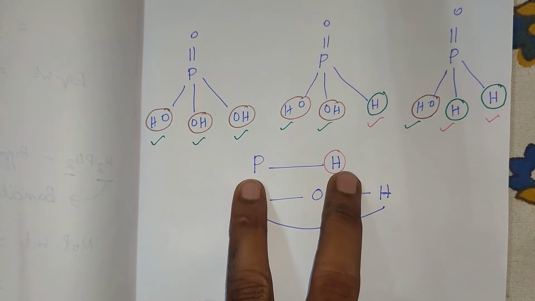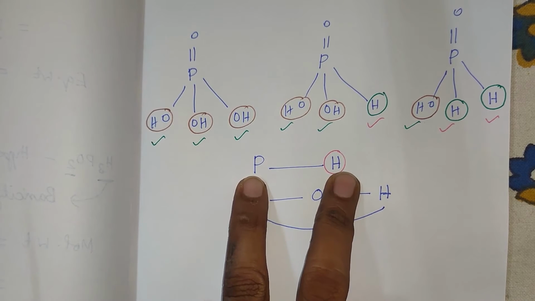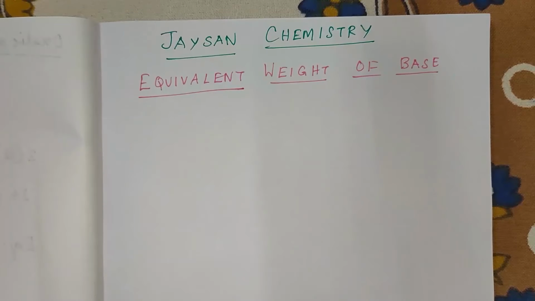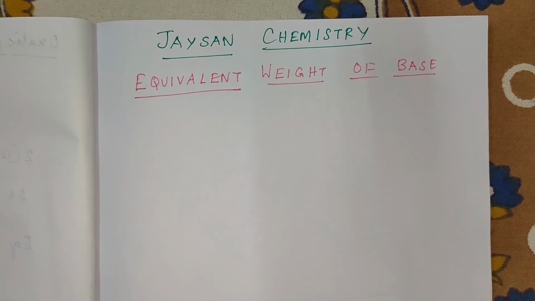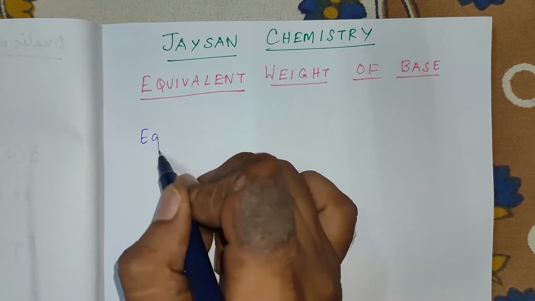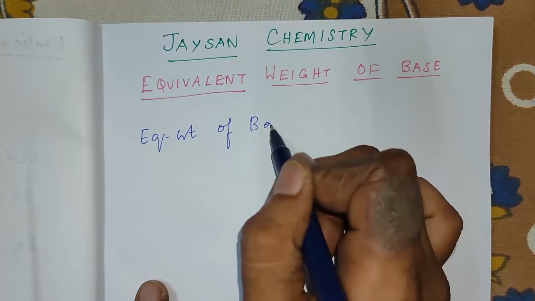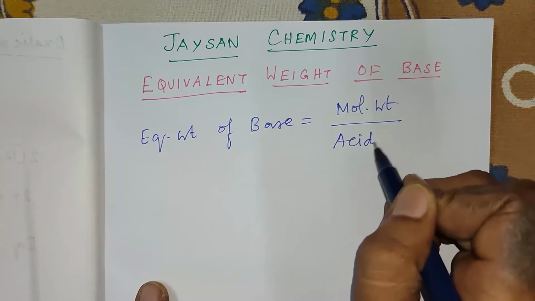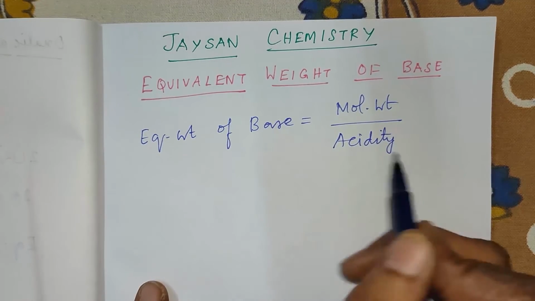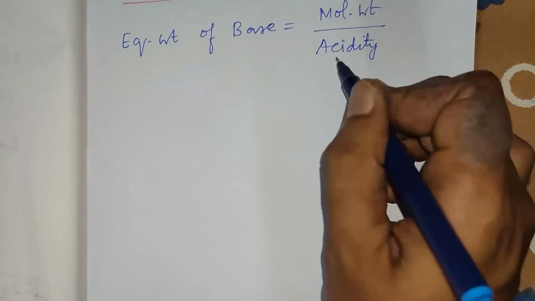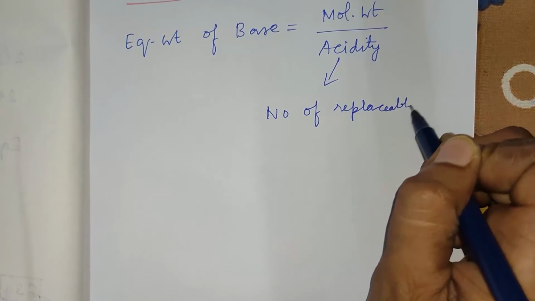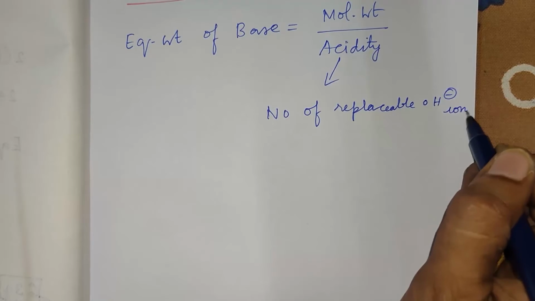The reason is that hydrogen directly attached to the phosphorus has higher affinity, so that hydrogen cannot be replaced that easily. Our next topic is going to be equivalent weight of a base. What is the formula for equivalent weight of a base? Equivalent weight of base is equal to molecular weight divided by acidity. For acid it is going to be basicity, for base it is going to be acidity. Now what is acidity? Acidity is the number of replaceable OH minus ions, because a base contains OH minus ions.